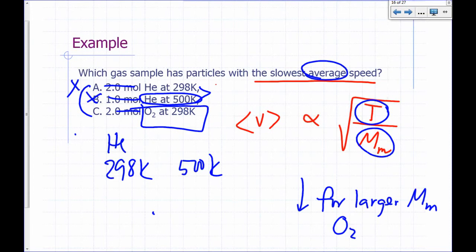Okay, so to summarize: compare these two, the lower temperature would have a lower speed. Compare these two, the heavier mass would have a lower speed. So the answer is C.